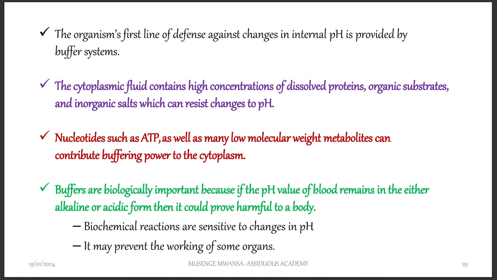Buffers are going to be biologically important if the pH value of blood wants to change from alkaline to being acidic or the other way around. So buffers will be important because immediately the pH changes, that can be harmful to the body. That is because biochemical reactions will happen within a given pH, and that might prevent the working of some organs if the pH changes very much. So that's why buffers will be very necessary.